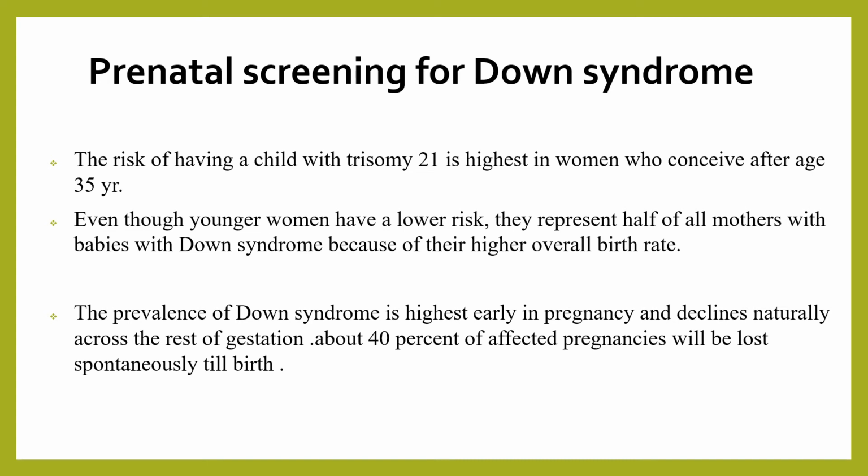The prevalence of Down syndrome is highest early in pregnancy, and it declines naturally across the rest of the gestation due to progressive pregnancy loss. If they have a child with Down syndrome, about 40% of the affected pregnancies will be lost spontaneously, progressively until birth.